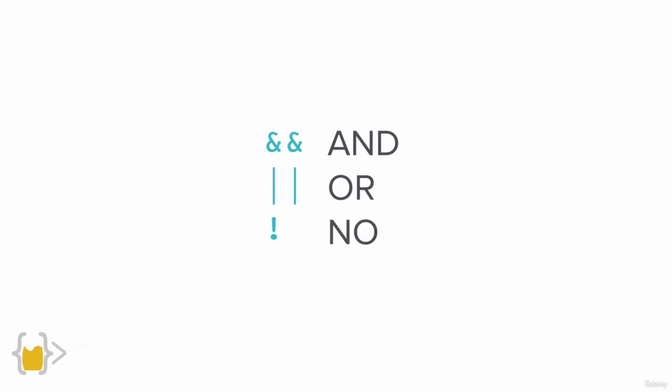And the three basic comparators are two ampersands for and, so whether if condition 1 is true and condition 2 is true. You can check to see if either condition 1 is true or condition 2 is true by using the or combiner. And you can do this using two pipe signs, and that's the straight lines that you see on your keyboard. And finally, as we've seen already, the exclamation mark means not, or the opposite of something.